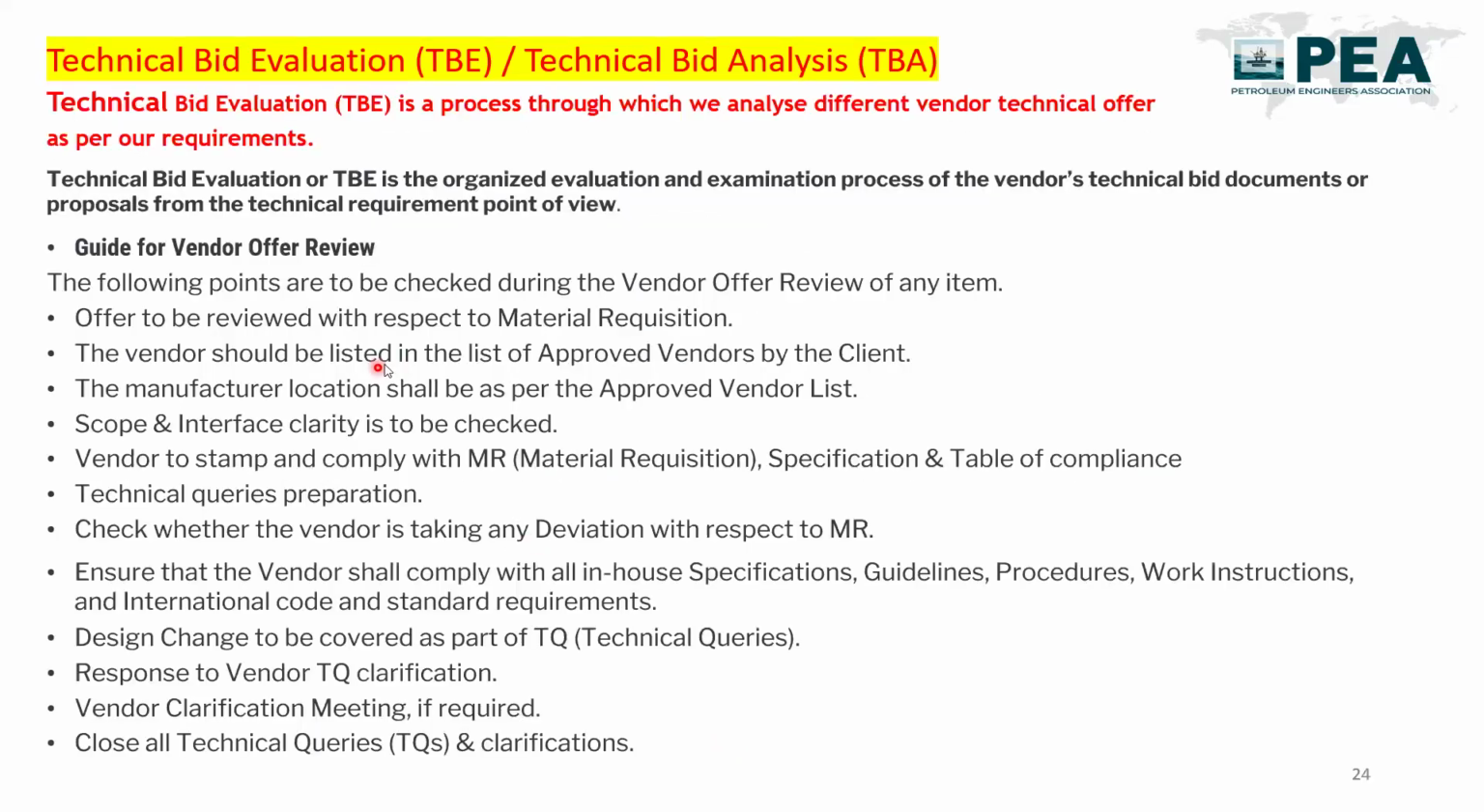Okay, so once we do the vendor offer review, which vendor offer review? The approved vendor offer review, which is approved in the manufacturer list. So once we do this technical offer review, all the clarification, all the TQ points are clear, all the deviation points are clear, all the MR acceptance is accepted by the vendor, everything is clear from the vendor offer side.